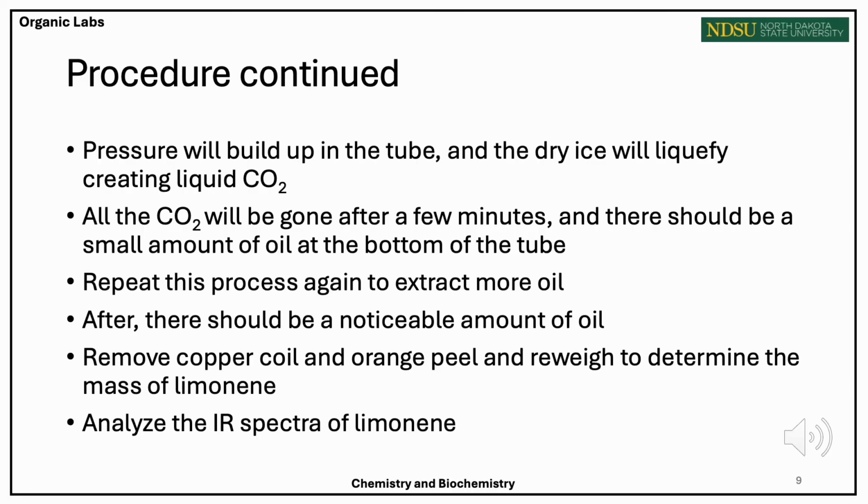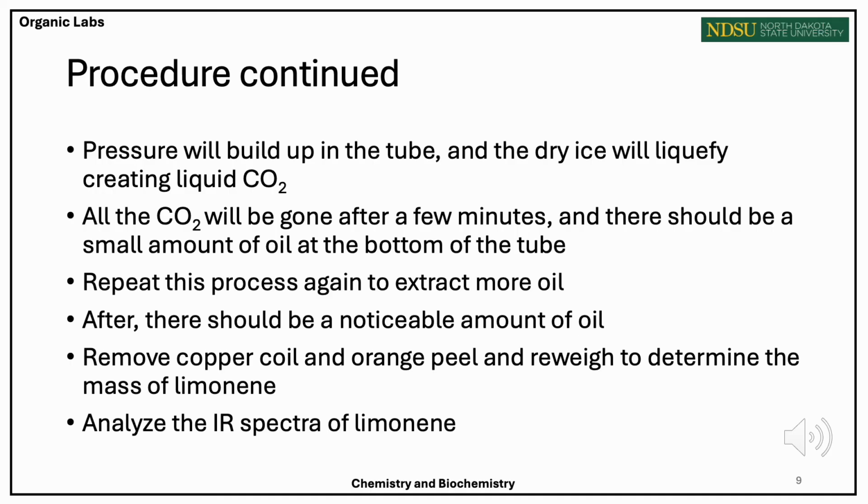With the tube submerged in the warm tap water, pressure will begin to build up. This is necessary in order for the carbon dioxide to reach the supercritical point, allowing it to become a liquid. After a few minutes, all of the carbon dioxide will be gone, and you'll be left with a small amount of oil at the bottom of the tube. You can repeat this process again by adding more dry ice in order to extract more oil. After, you should have a noticeable amount of oil in the bottom of your centrifuge tube.